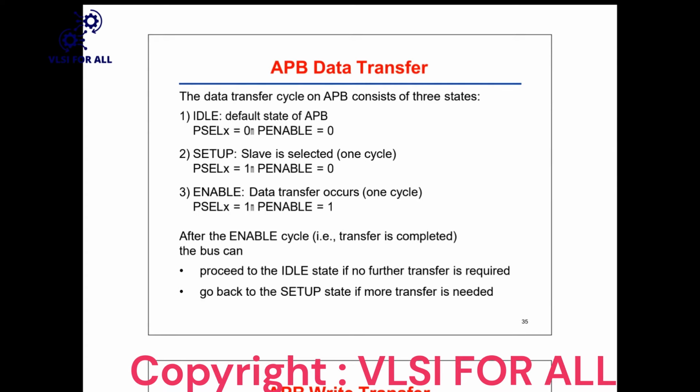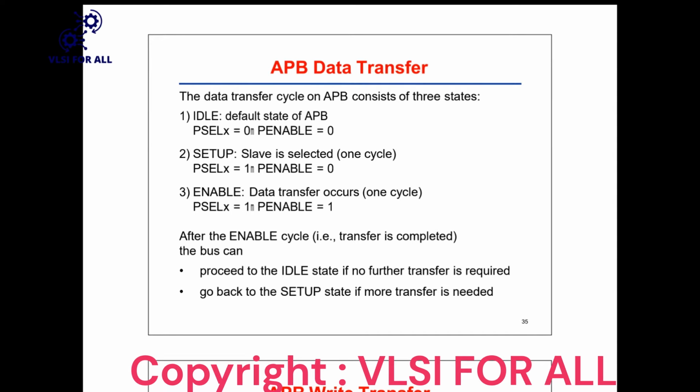So we need to wait for the slave to get ready. That's how, in the very next state, from setup to access state, you have to move. Setup is in the first clock cycle, so in the second clock cycle itself you have to move to the access state. It can't be the third or fourth. In the very next state after setup, you have to go to the access state.